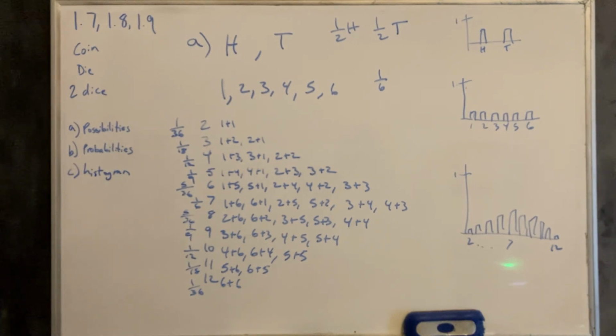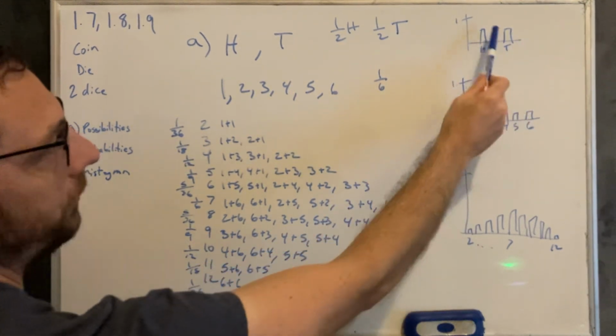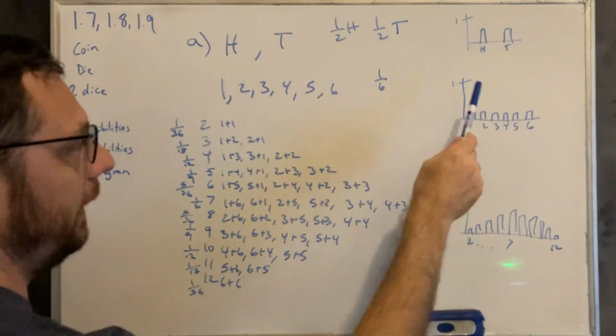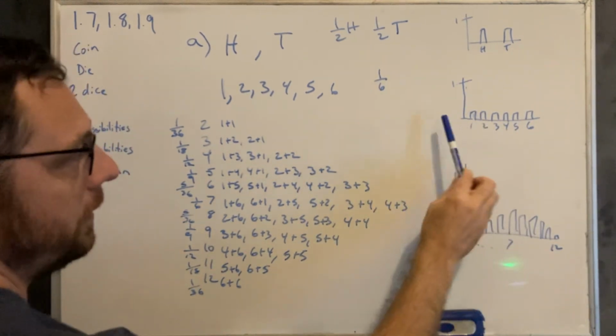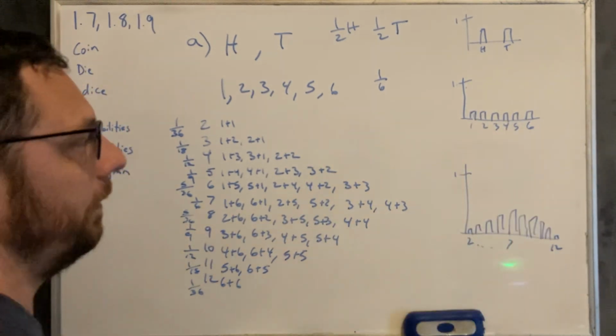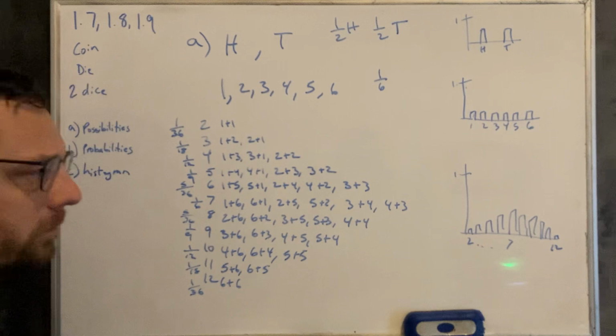And then the histograms. So here for heads and tails, they're both around 1/2. I know my drawings aren't perfect. And then the second one for the single die, you all have a 1/6 chance for all of them. So they're all just going to be flat. They all have an equal chance.